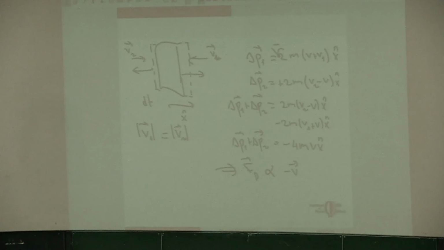Any questions? Yes. Well, it hits and bounces back. So it had an mvx in this direction, and then when it bounces back, it has minus mv in the other direction. The difference is 2mv. Here there is no friction.